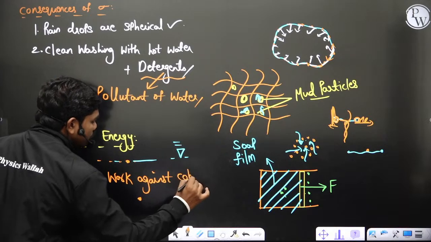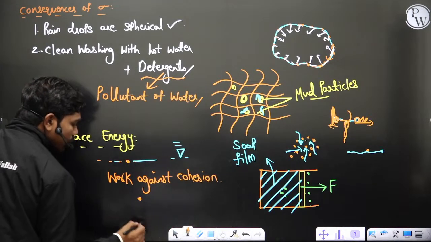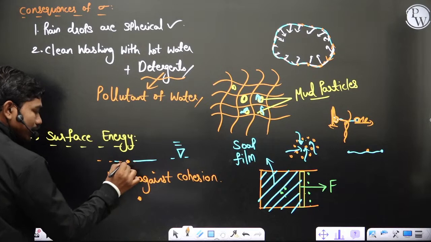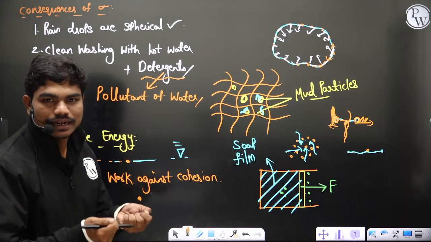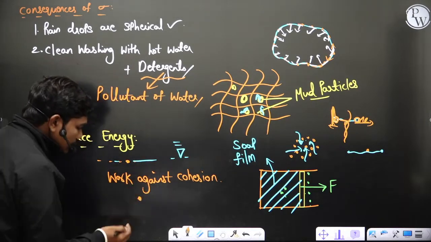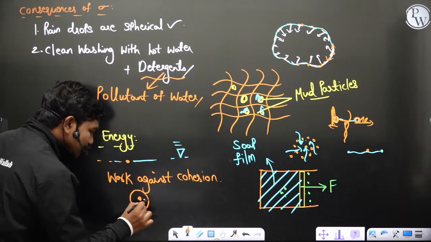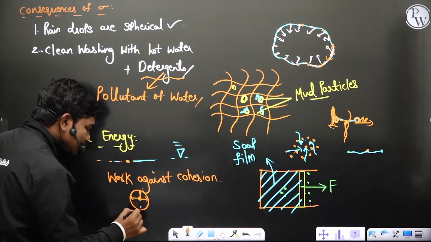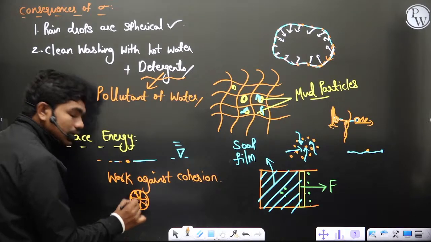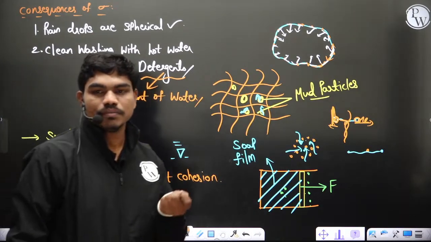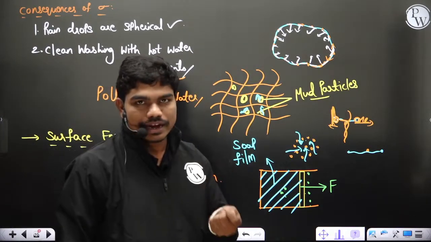Against cohesion. So we want to move this particular particle to here. We have to do some work against cohesion forces because this molecule has very close bonding with its friends. You want to separate it from its friends, so we need some work. We have to spend some energy, obviously.